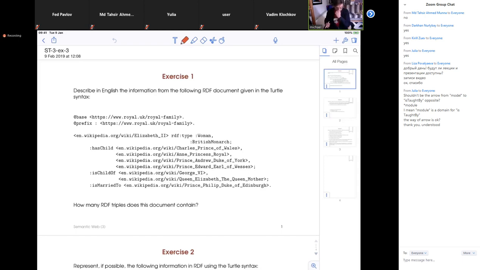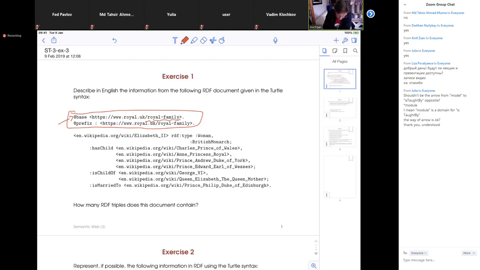All right, let's have a look. What is here? Namespaces and base. Okay, so some speaking names. You see royal family, so probably it's about some royalties. Royal UK, so probably about the royal family in the UK. So the question is, describe in English the information from the following RDF document. Well, probably namespaces aren't that important, so let's omit them.